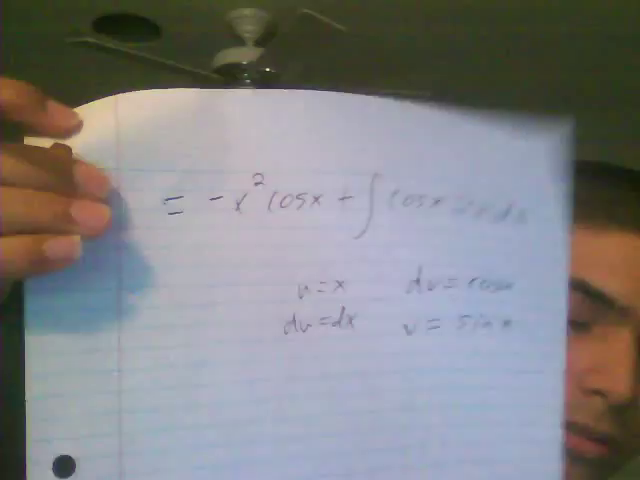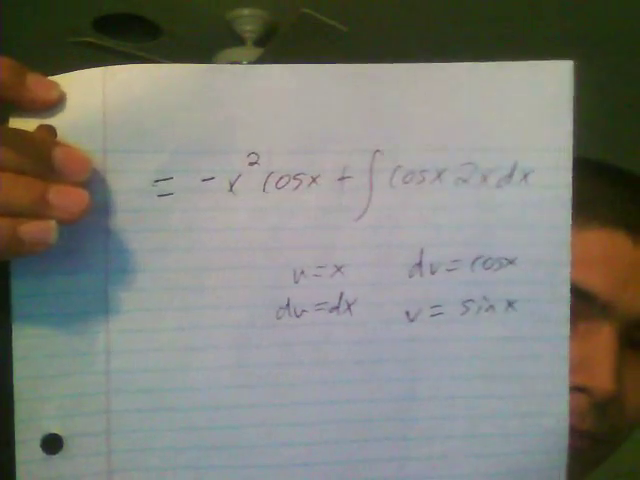u equals x, du equals dx, dv equals cosine x, v equals, the derivative of cosine is what? Negative sine. Good job. So the integral would just be sine. So you have this, right?